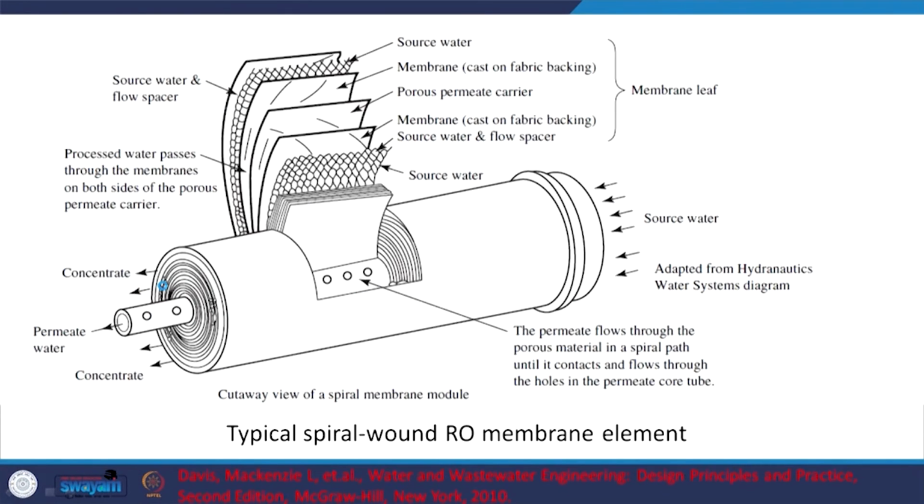So, again a different kind of figure to understand it. So, water, then the relevant membrane, because it is so thin, it does not have its own strength. So, it is cast on fabric backing. So, again porous permeate carrier, this is where the permeate goes through, and again membrane, and again as I mentioned earlier, water and flow spacer. Again all this will end up in the central permeate water collection system, or the tube.